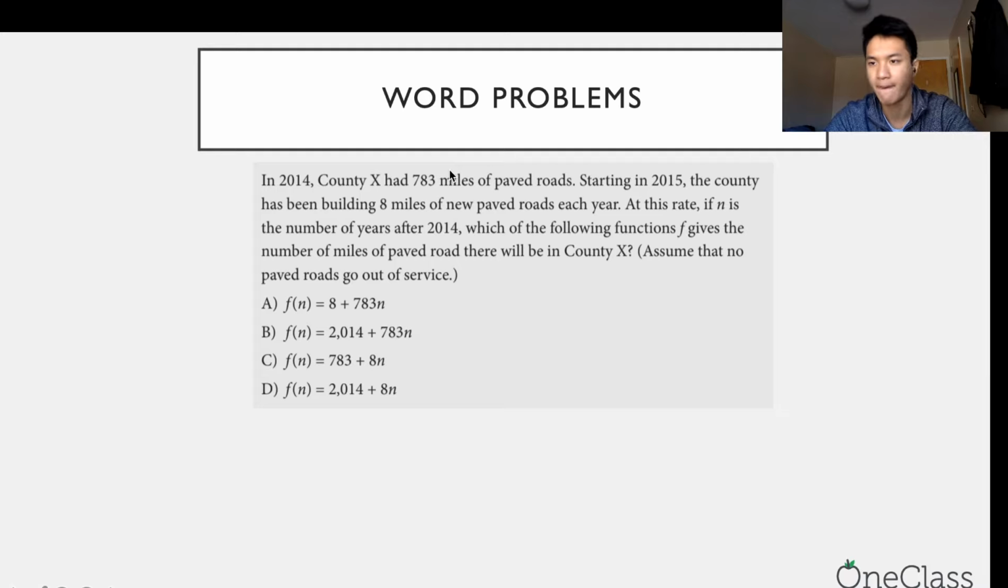So that'll be b. The next thing we want to know is, what is the slope? For every year that passes, as n increases by 1, how much does m, or f of n, increase by? We're given the rate that every year, the county builds 8 miles of new paved roads. So our slope would be 8. And so m equals 8, b equals 783. We put that together and we get our overall equation for this question, and that is f of n equals 783 plus 8n. We can see that that's the only equation that satisfies the function, and that's the one we would choose to represent this word problem.